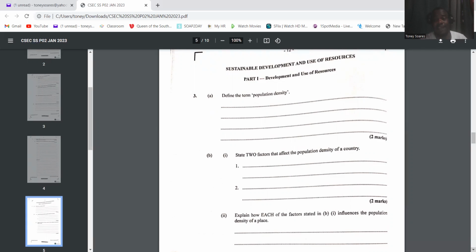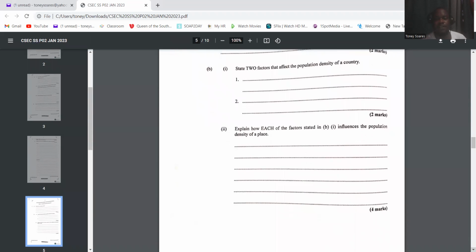If the area is a developed area, things like if the area is swampy, if the land is flat, if the land is mountainous, probably things like crime can also influence population density, and so on and so forth. All right, now explain how each of the factors stated influence the population density of the area.